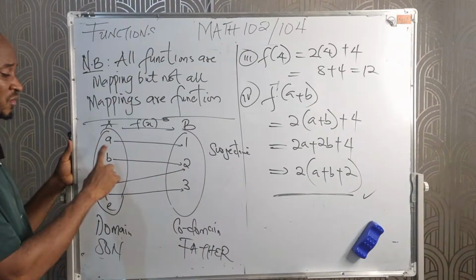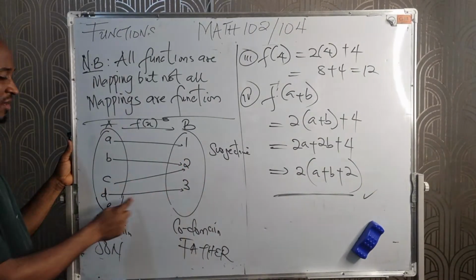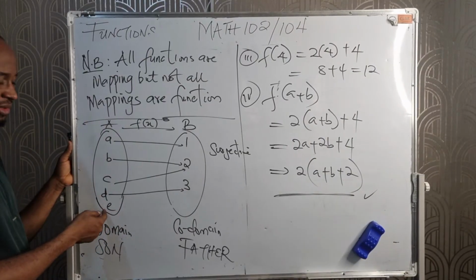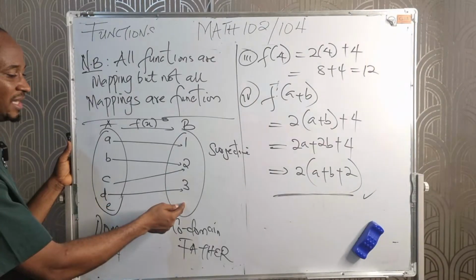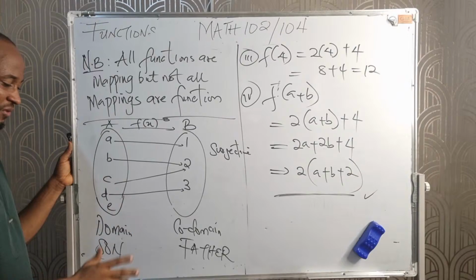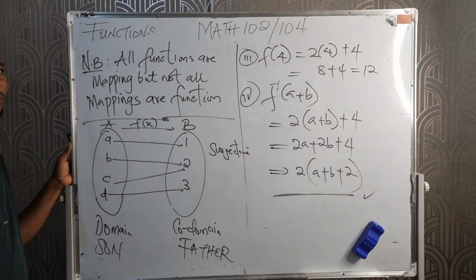It's possible. Two sons can have the same father, right? A son has a father, but a son cannot stay without having a father. So he cannot exist here without having any assignment here. So this is not a mapping function. But by the time we take off this E, this is a mapping function.